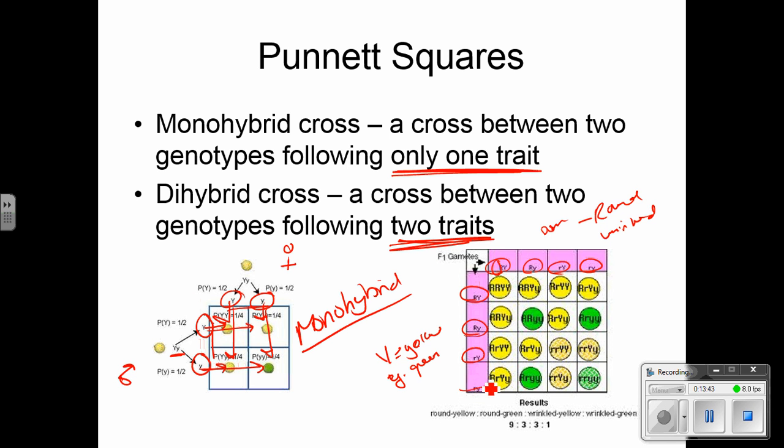And so in this diagram here, we are combining round and wrinkled in these boxes. And then we're combining those boxes, and so now we have a round yellow, round yellow, round yellow, round yellow. Down here we have wrinkled green and wrinkled yellow. So now you can get a ratio that's a little bit different.